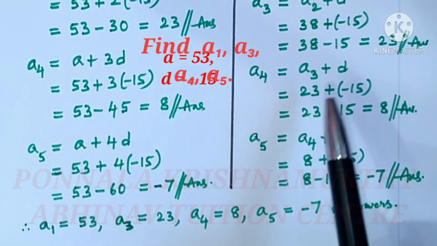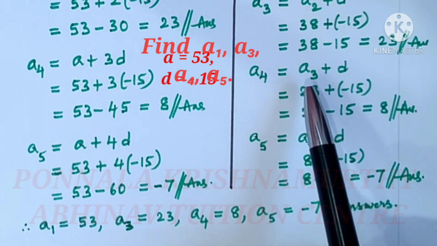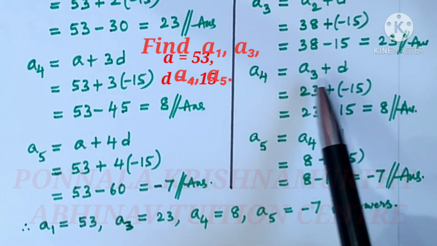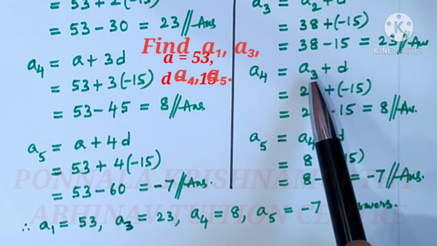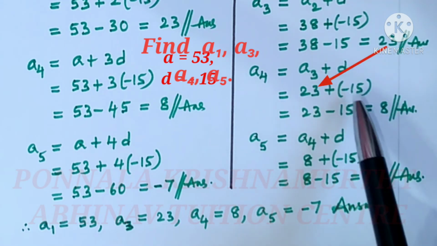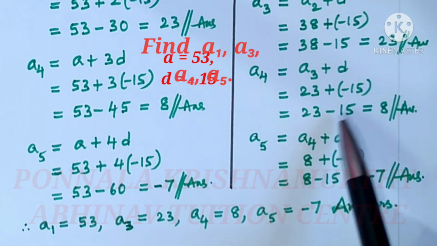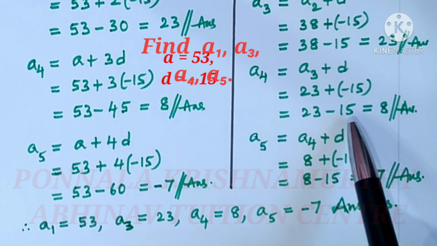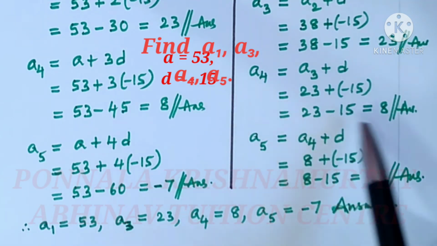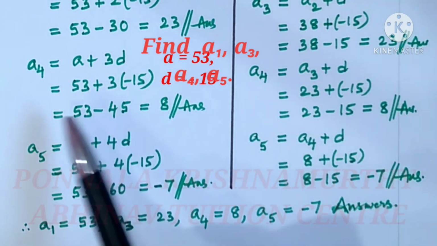Answer. In this method, A4 is equal to A3 plus D. A3 is 23 plus D is minus 15. That is equal to 23 plus into minus, minus 15. 23 minus 15 is 8. A4 equal to 8. Answer. Same answers.